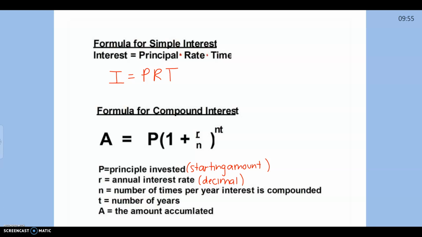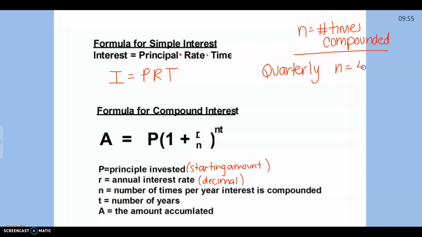So for N, we have to be careful. So N is number of times compounded. So if I say quarterly, that means that N is 4. Think about quarters. That's 4 times a year. Annually would be N equals 1, once a year, annually, okay? Then we have semi-annually. Think about a semi-circle, okay? That's 2, N is 2.